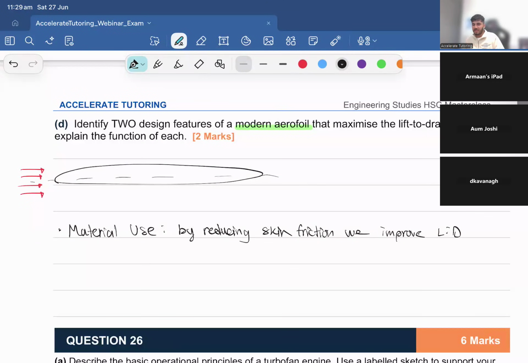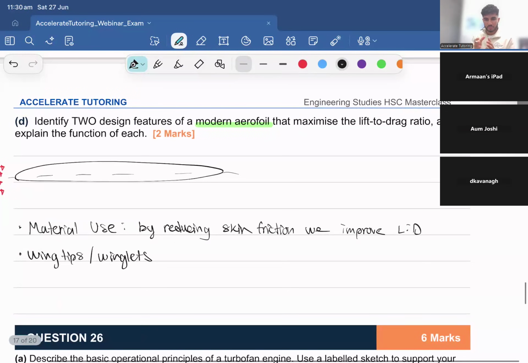Color, not necessarily. Color doesn't really have much of an impact on aerodynamics. Material use is definitely one. Another is maybe, and that's what I mean that this is kind of an off syllabus question and it's more difficult. Wing tips, or winglets as they're known, would technically still count. You can technically include that because, as we know, the airfoil of an aircraft is not always the exact same.